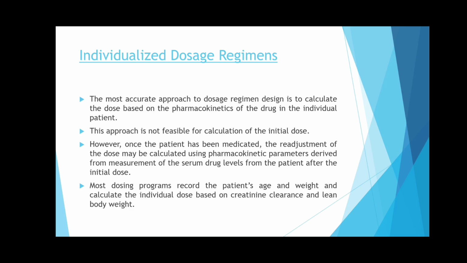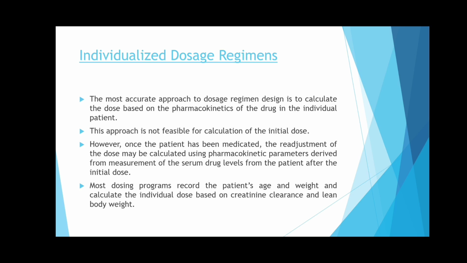The most accurate approach of dosage regimen design is to calculate the dose based on pharmacokinetics of the drug in the individual patient. This approach is not feasible for calculation of the initial dose. Obviously, after the initial dose only can we calculate this. However, once the patient has been medicated, the readjustment of the dose may be calculated using pharmacokinetic parameters derived from measurement of the serum drug levels from the patient after the initial dose.